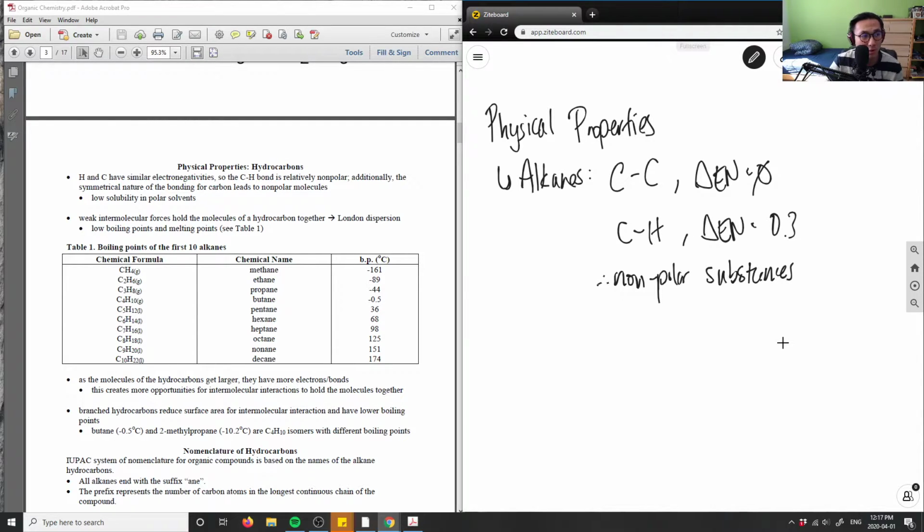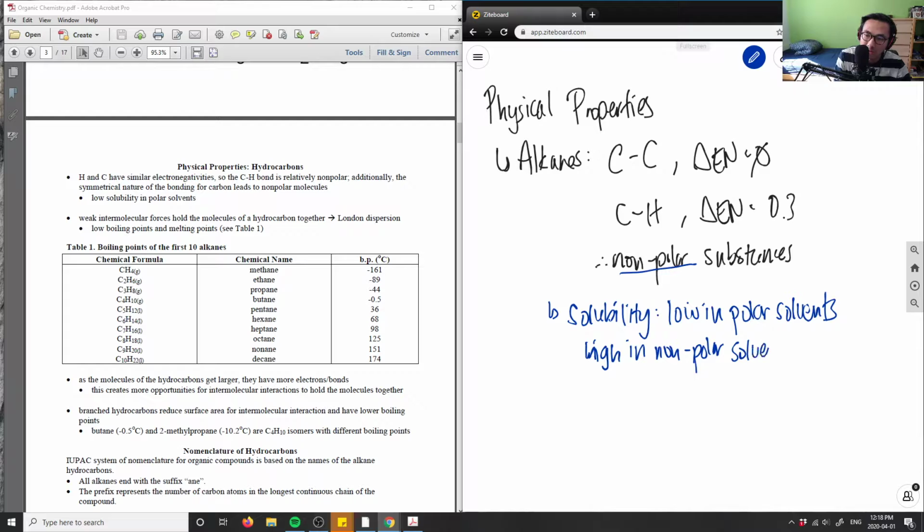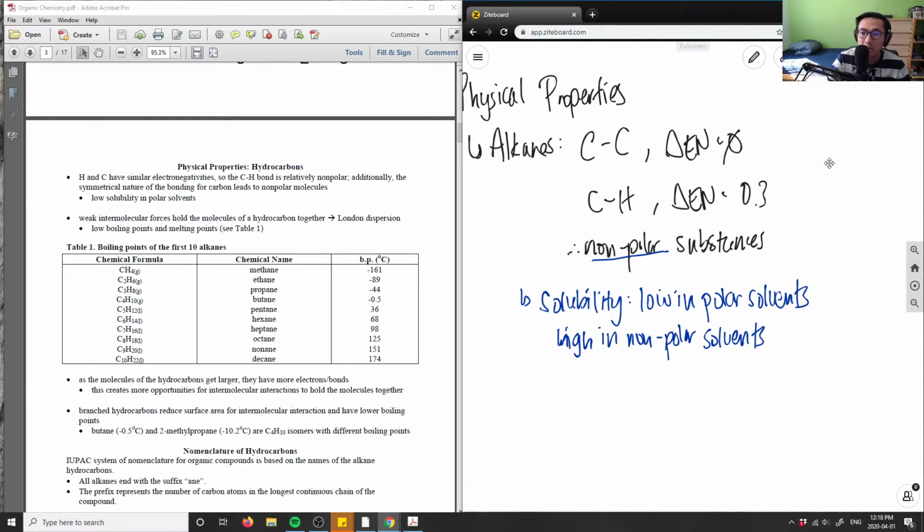So when we talk about nonpolar substances, what's their solubility? Because we know it's nonpolar, therefore, I'm going to underline this. This is important. How does this affect solubility? Well, when we talk about solubility, remember, like dissolves like, right? Remember, back to grade 11. Polar substances dissolve in polar solvents, and nonpolar substances dissolve in nonpolar solvents. So in this case, solubility would be low in polar solvents, and I guess high in nonpolar solvents.